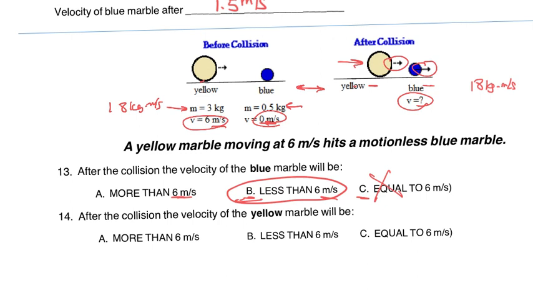After the collision, the velocity of the yellow marble will not be equal to 0, because we've got an arrow here indicating that it's moving. It can't be more than 6 meters per second, then, because that would make the total momentum over here more, so it has to be less than 6 meters per second. All right. So the velocity for both objects is going to drop after they hit each other and bounce off one another. All right, hope that helps.